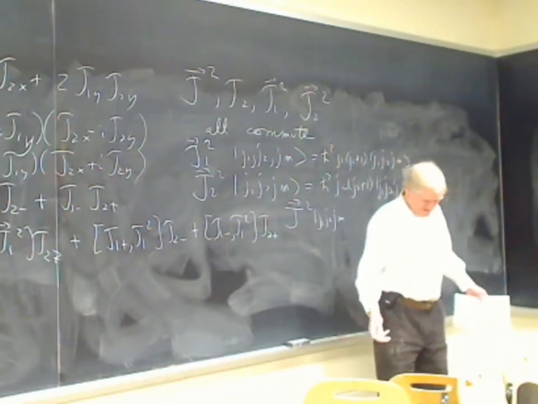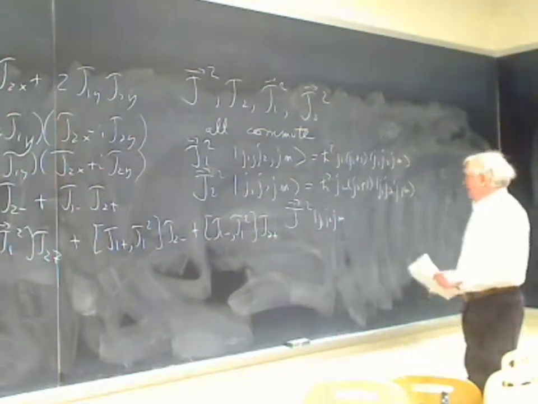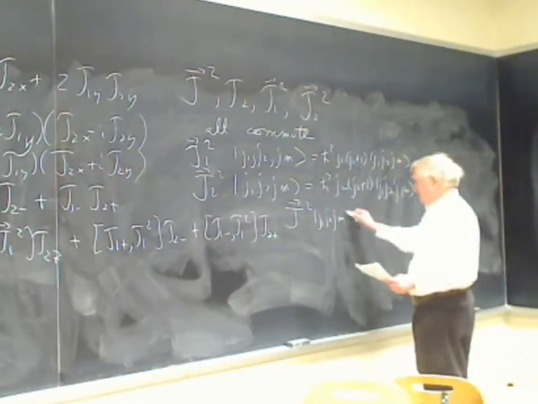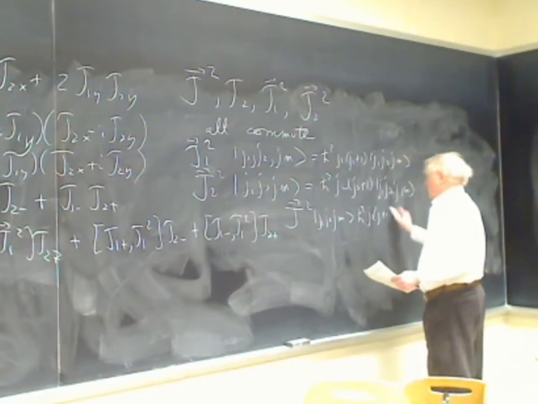What is this? Chairs seem to be bosons in this end of the room here. Thank you. This is ħ² j(j+1).